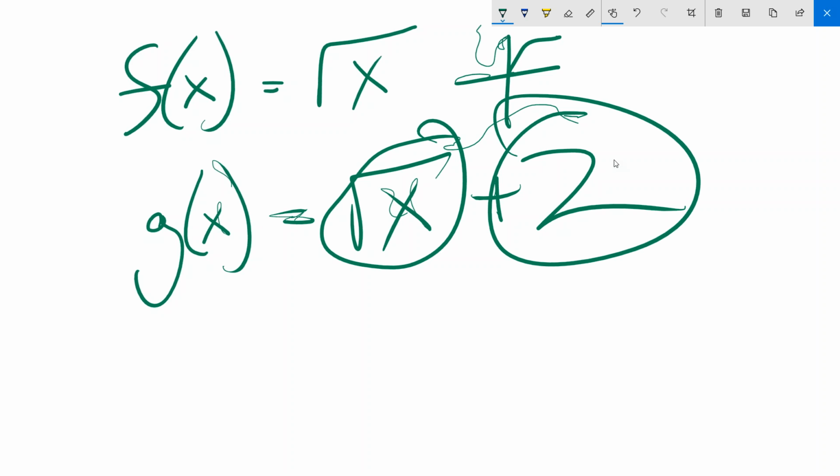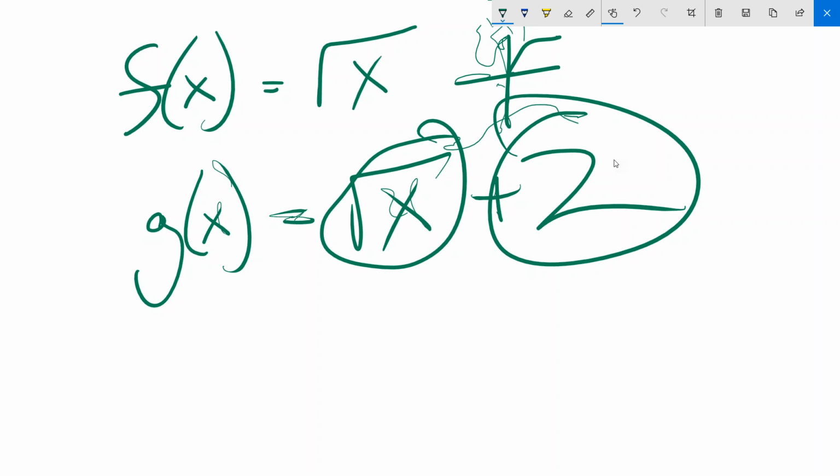If it was inside, it would be the square root of x plus 2, inside the radical sign. So this is definitely outside the function. So does that make it horizontal or vertical? Vertical. Is it a shift or a stretch? I think it's a shift. You're adding or subtracting. It's always a shift.